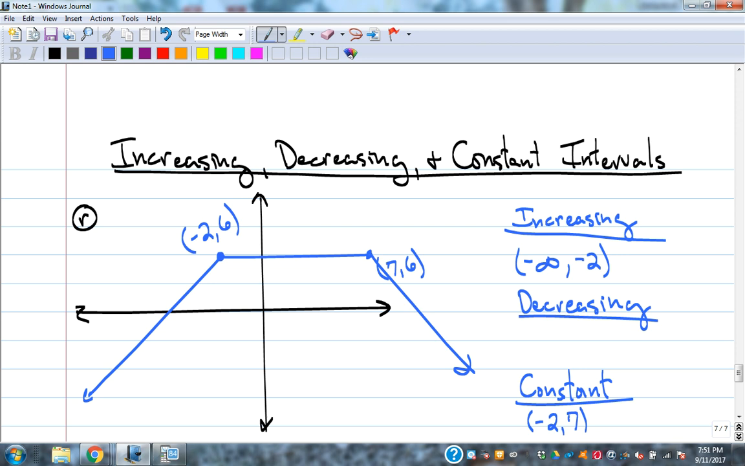Okay? Now, what happens here at 7? Decrease. That's decreasing. It's going down. The y values are going down. The x values are still increasing, but the y values are going down. So that's why that's an interval of decrease, because it's going down and to the right. So it starts at 7 and goes to positive infinity in this case. So we find those intervals of increase, decrease, and constant on that, and that gets us through the first section.